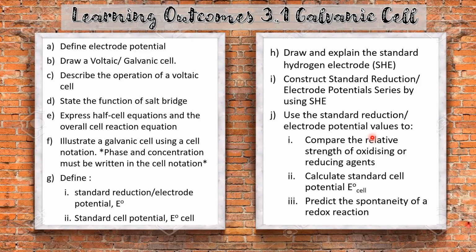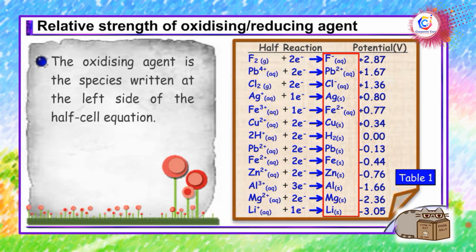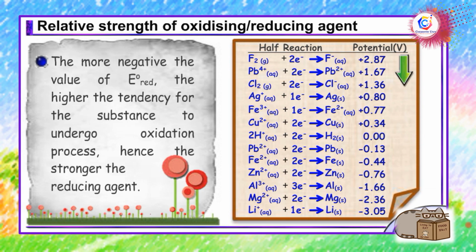For the final part of the galvanic cell, you are going to learn how to use the standard reduction or electrode potential values to compare the relative strength of oxidizing or reducing agent and predict the spontaneity of a redox reaction. Based on Table 1, the reducing agent is the species written at the right side of the half-cell equation. The oxidizing agent is the species written at the left side of the half-cell equation.